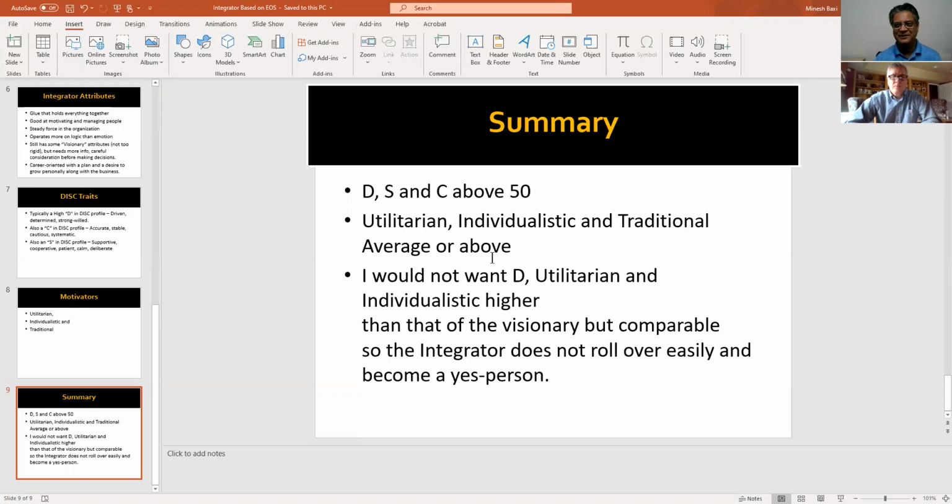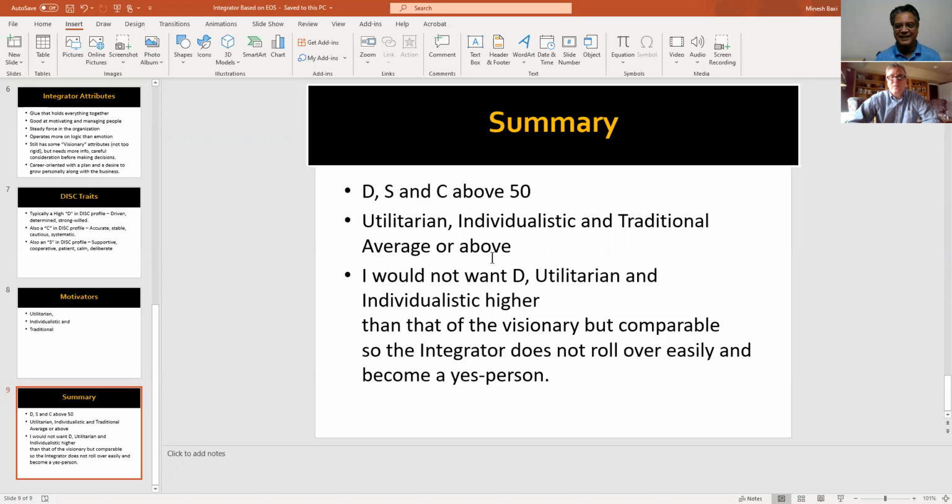I want to make sure that people understand here, the D should not be so high that they challenge the visionary every single time. The money motivation also should not be so high that they're only focused on money all the time. And if their individualistic is too high, that person may end up being the visionary and not the integrator. That's one of the points you have to look at, the complementary relationship, and make sure that the visionary and the integrator can actually work together. Because if they can't work together, then this is not going to be implemented properly.